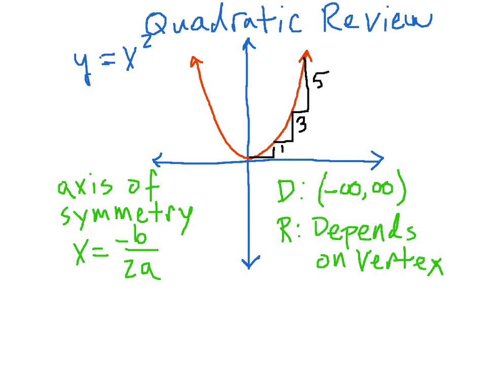We learned that the axis of symmetry, the line that splits the graph in half, takes the equation negative b over 2a, and that the domain of all quadratics will be negative to positive infinity, and the range depends on where the vertex point is. In this case, the vertex is at (0, 0), so we would write the range as inclusive 0 to positive infinity, non-inclusive.